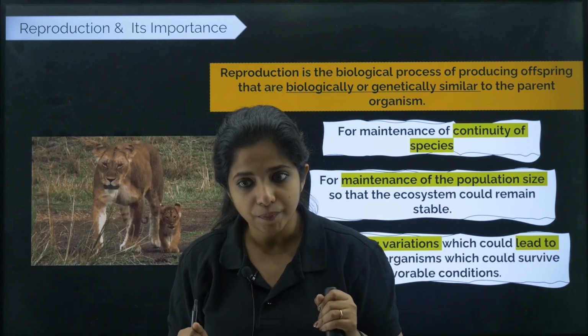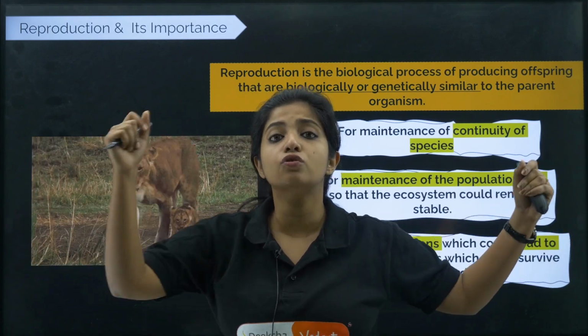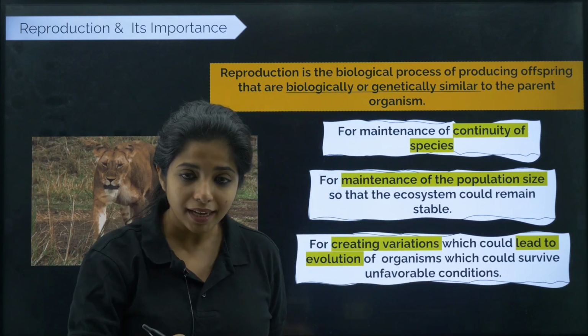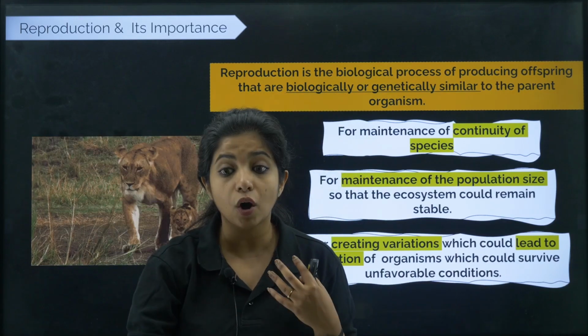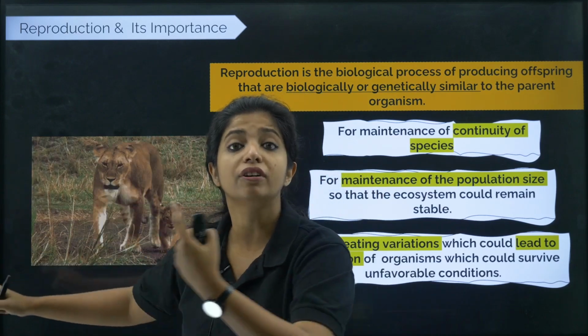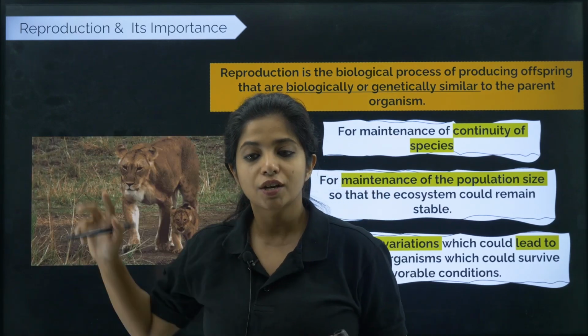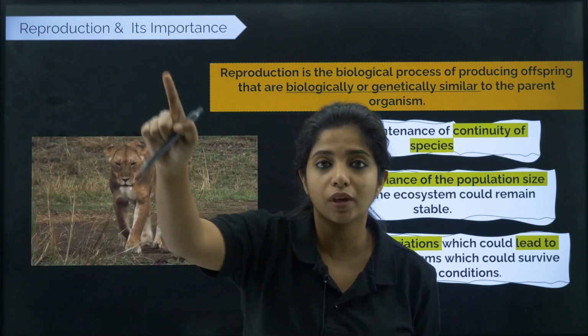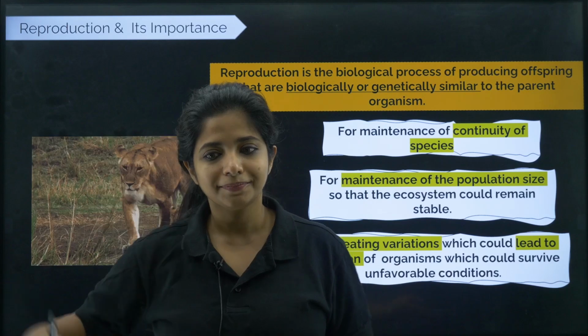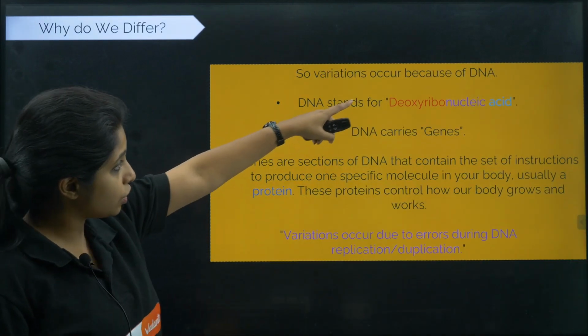And moreover, we humans do what? Sexual reproduction. And in sexual reproduction, you have more amount of variation. Why? Because it's not just about DNA copying, it's about two individuals. It's about two individuals, different DNA coming together in a progeny. So two different DNA genetic material is coming together in a progeny. That means what? Obviously, that progeny has to be different from both of us. Okay, so variations occur because of DNA.